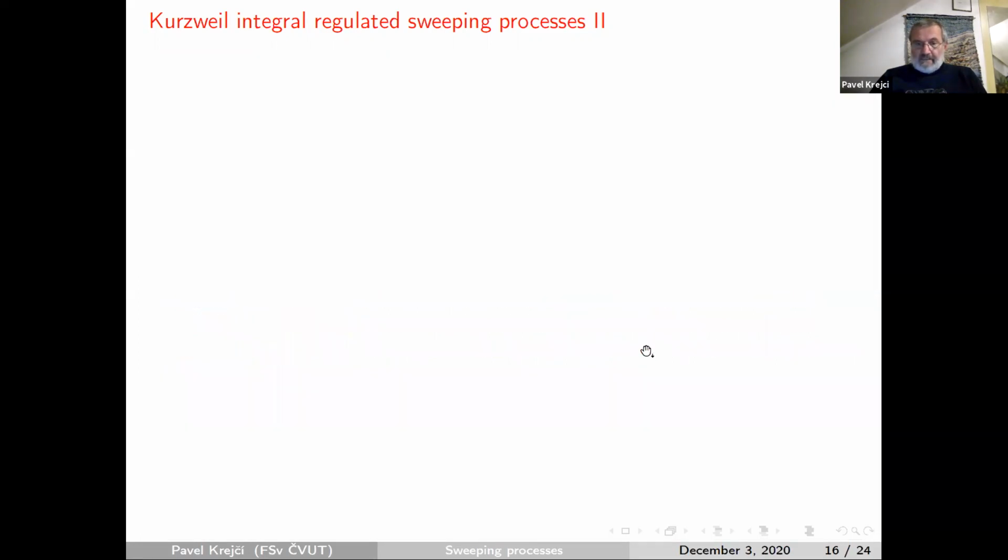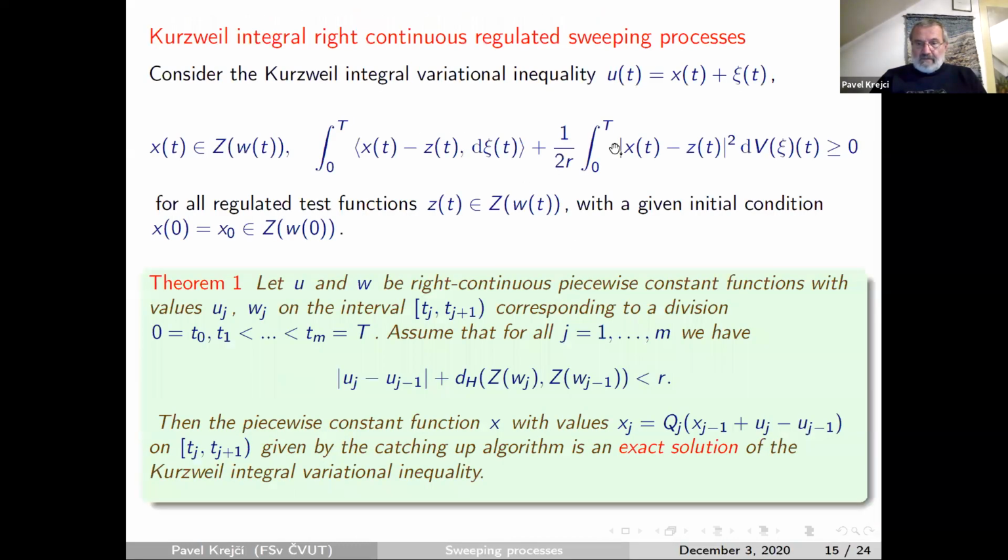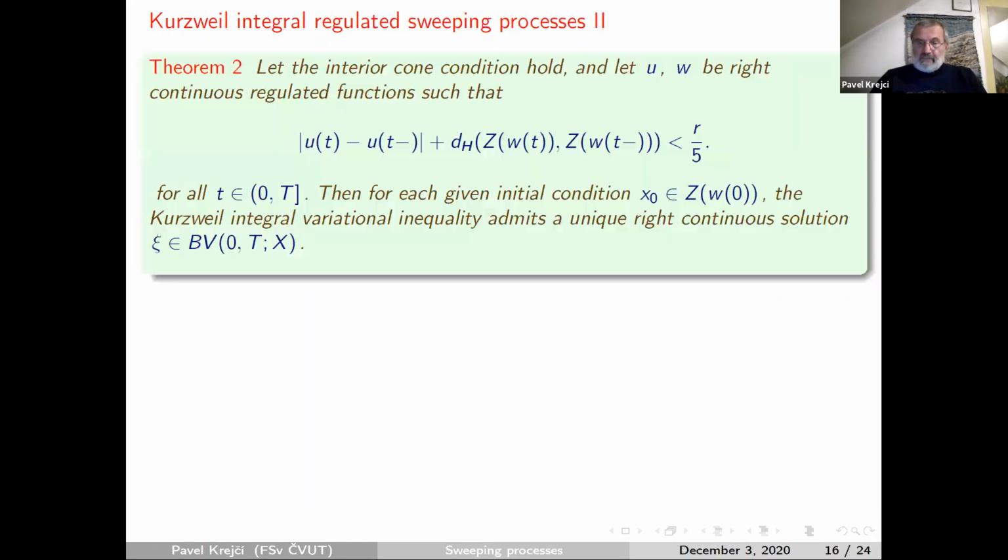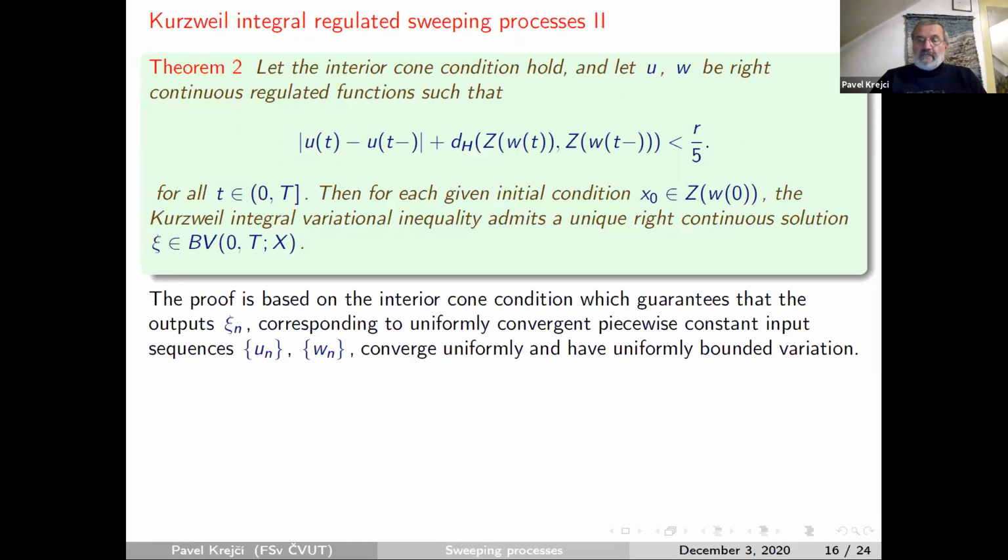So we have seen that the Kurzweil integral variational inequality is good for piecewise constant functions. It is good for regulated functions, provided again a jump condition. So we have found a magic number here. It has to be definitely smaller than r. I don't know if 5 is optimal or not, but for r over 5 it works.